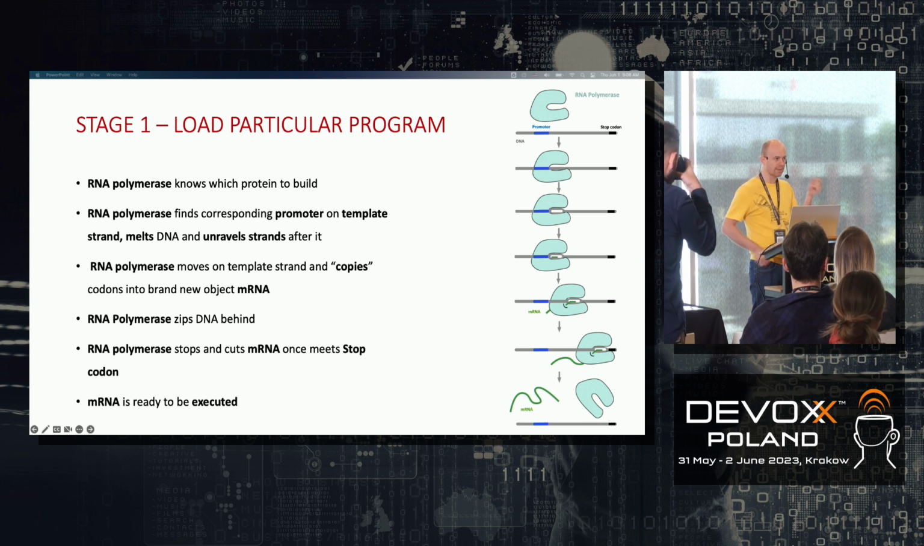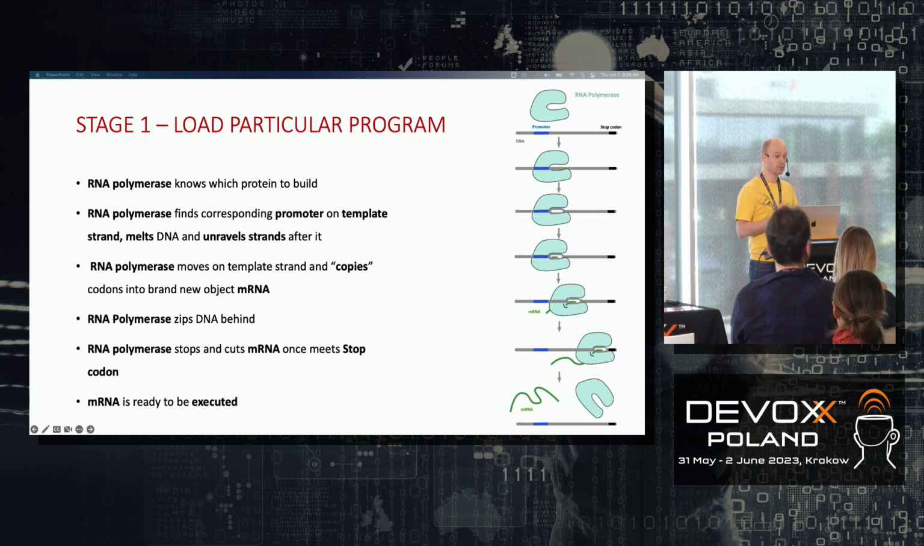It melts DNA in that place, and it unravels the strands from each other and creates a tiny bubble between those strands. And what it does, it moves from left to right on the template strand, and it reads and copies codons one by one, in the same order, to a brand new object called mRNA. Probably you know it, mRNA. And this object, we can treat it as a flash drive, just a flash drive to transfer data from one location to the operational memory, in a certain sense, if you will.